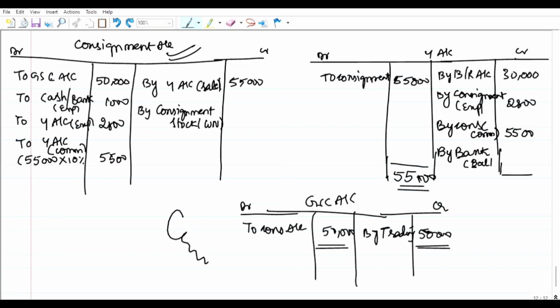That is what the 55,000 total value is. So if we reduce all these things, we can know the balance receivable: 55,000 minus 30,000 minus 2,800 minus 5,500 is 16,700.